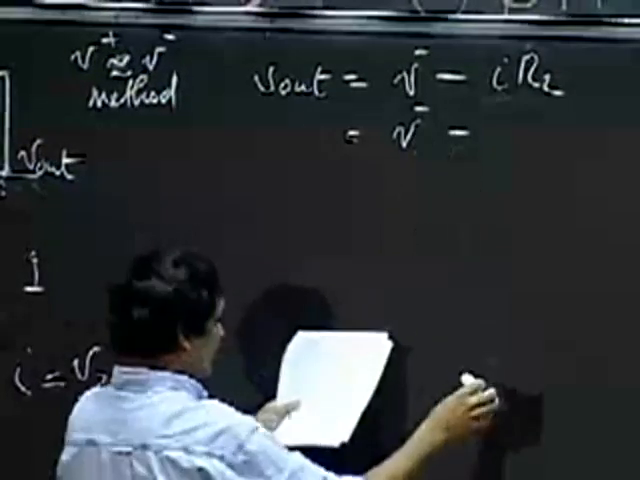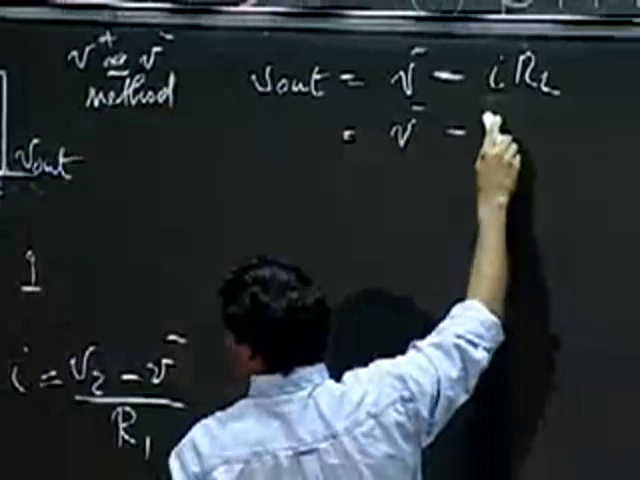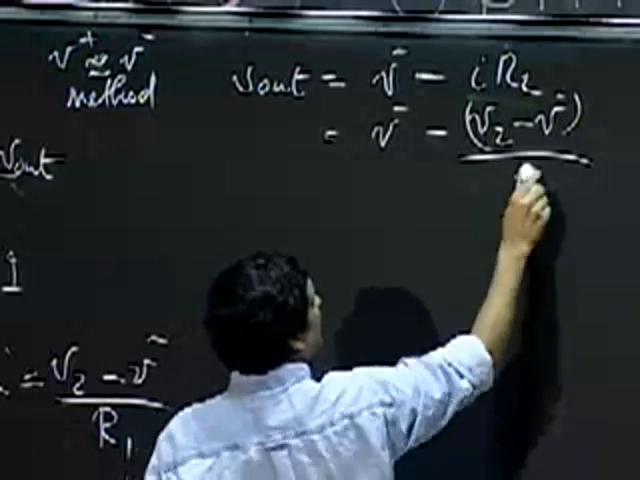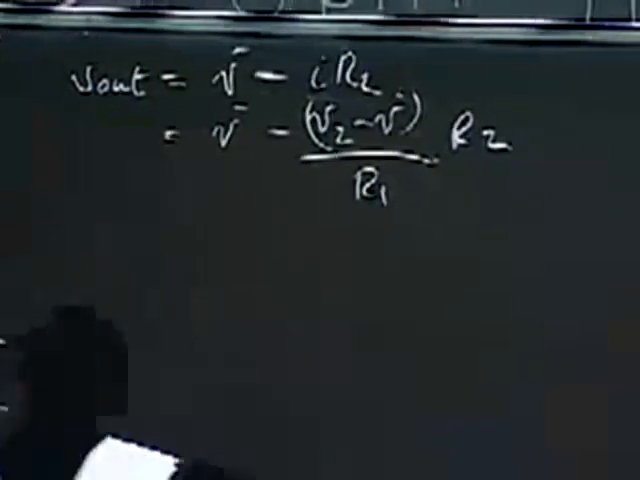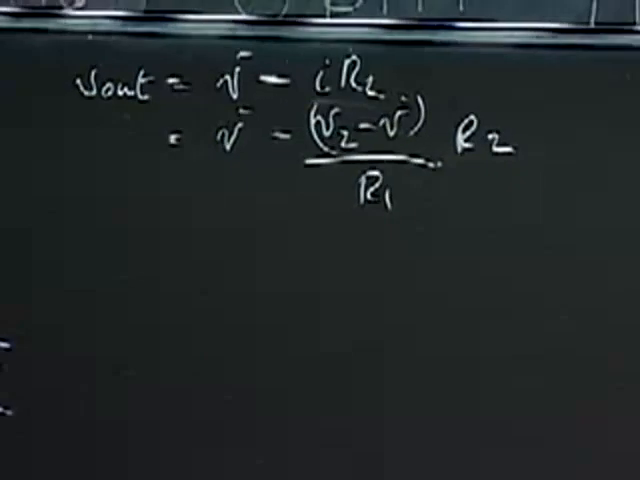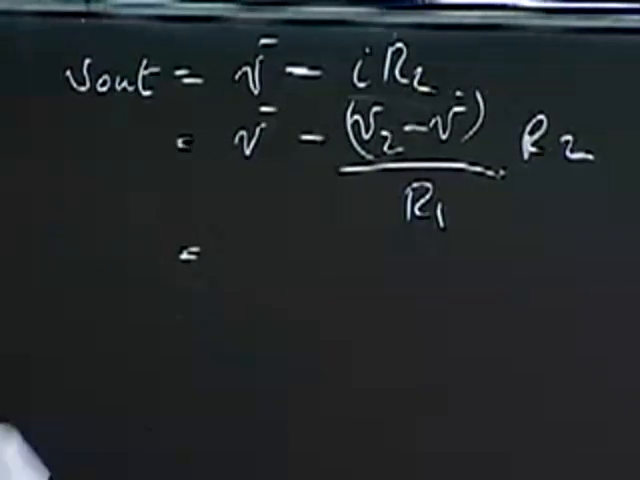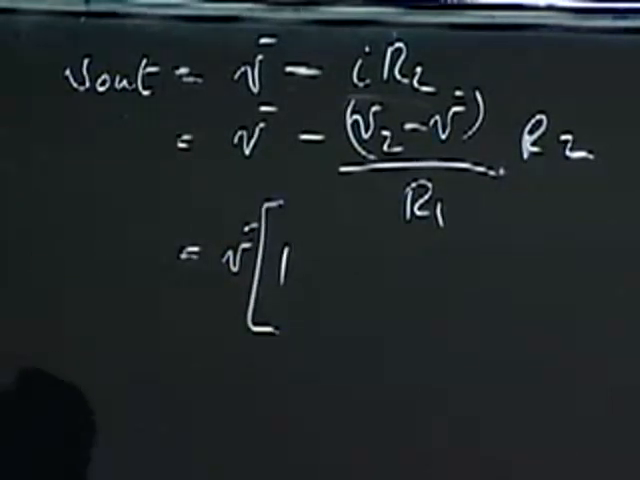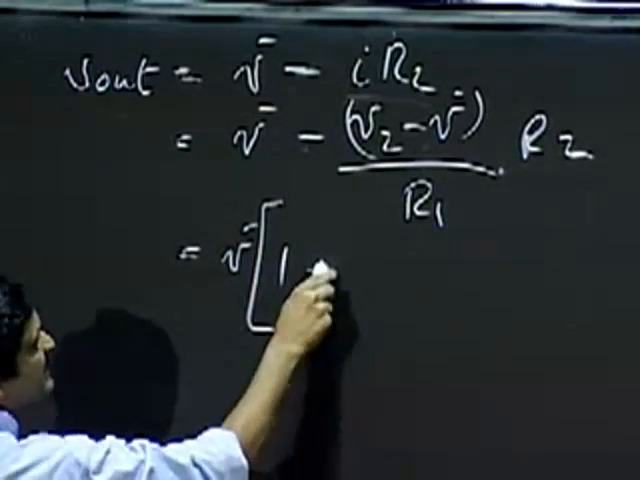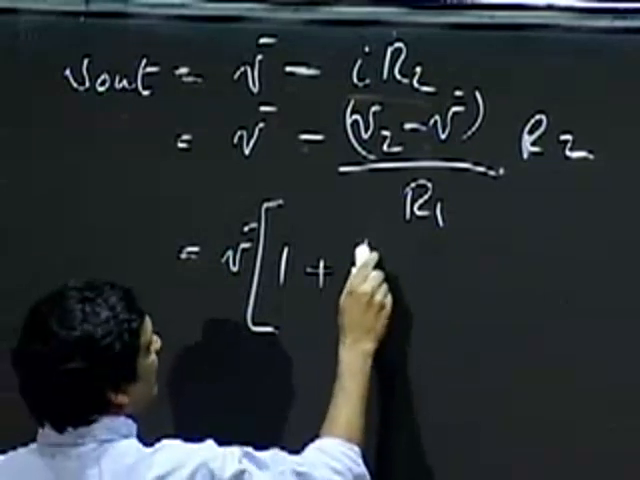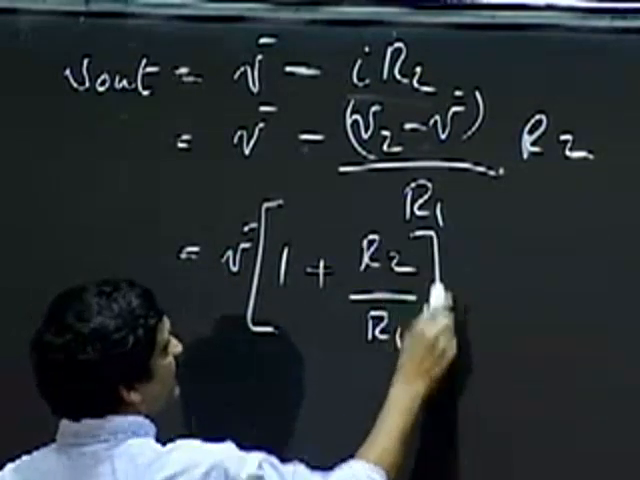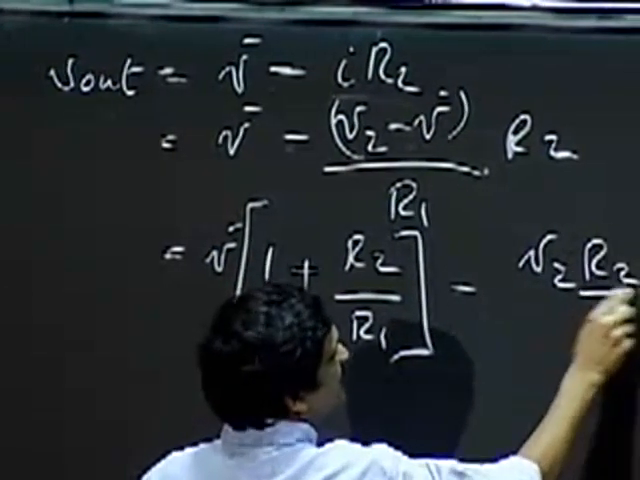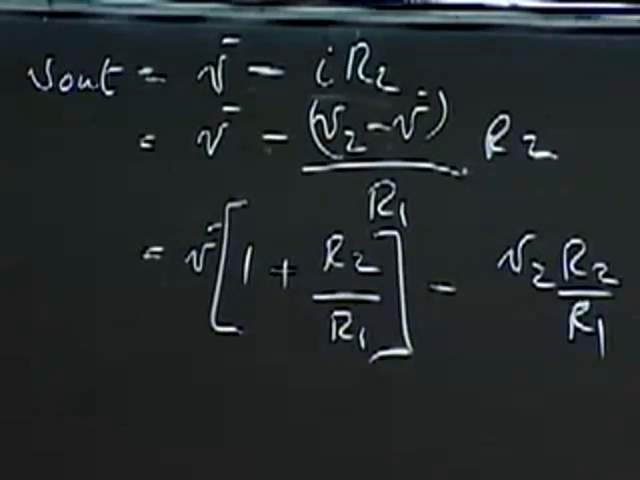So I know V minus, and I don't know I. Let me substitute for I for now, and that is V2 minus V minus divided by R1 times R2. Let me go ahead and collect all the V minuses. So V minus, I get a 1 here. Minus minus becomes a plus, and so I get an R2 divided by R1 out there. And then I have minus V2 R2 divided by R1. That's V out.